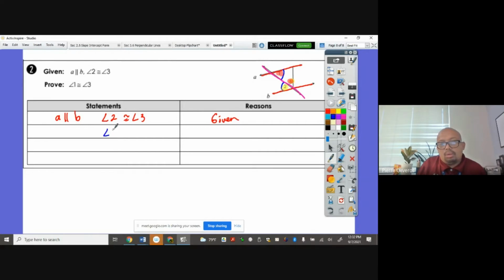Then I will have angle 1 is congruent with angle 2. For what reason there? It's going to be alternate interior angles, right? And then look at the statement here. If angle 2 and angle 3 are congruent and 1 and 2 are congruent, I can say now that angle 1 and angle 3 are congruent using the transitive property of equality. Okay, there you have it.